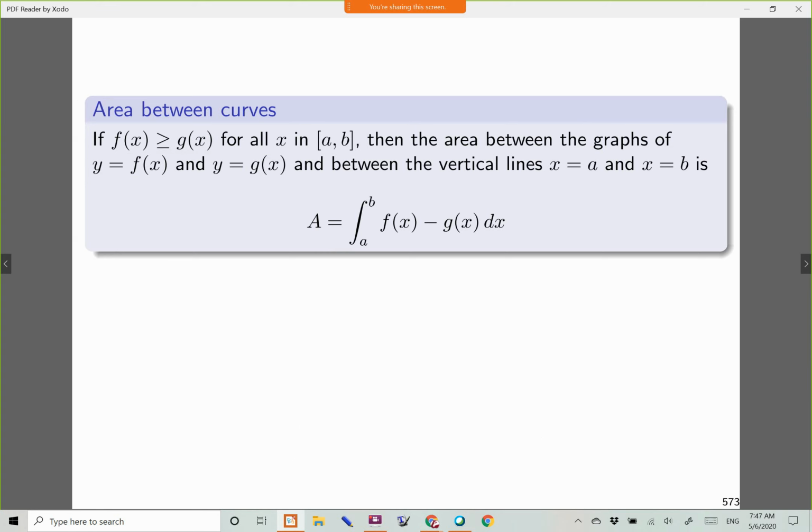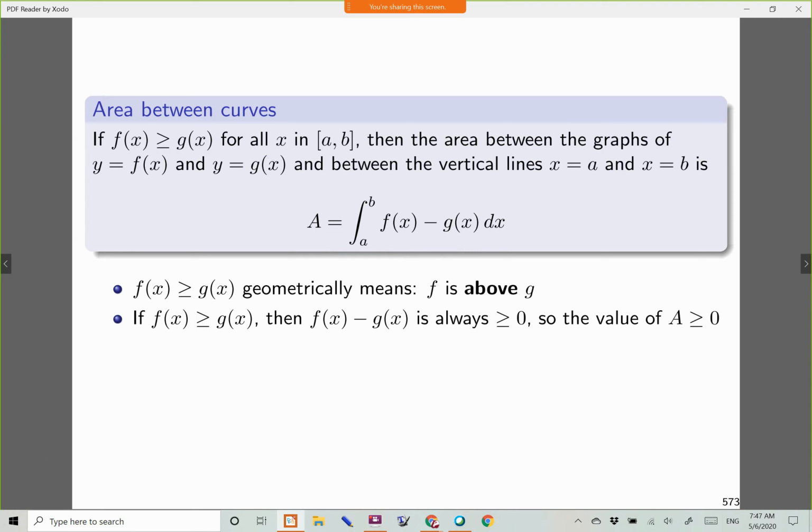So you set up a definite integral, and what's the function you're integrating? It's actually the upper function minus the lower function. So we saw that yesterday, and just as a reminder, f of x greater than or equal to g of x really just geometrically means that the graph of f is above the graph of g. And if you're applying this formula in a situation where f is greater than or equal to g, then f minus g is bigger than or equal to 0.